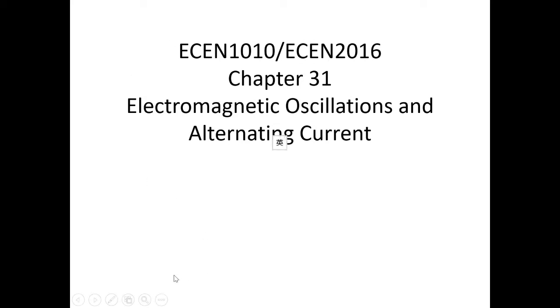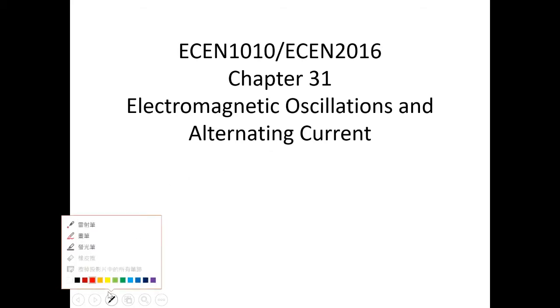Okay, so this chapter is about electromagnetic oscillation and alternating current. Actually, chapter 27 and chapter 31 are a summary of circuit analysis, which will be a one-semester course content. So there will be lots of content, especially in this chapter.